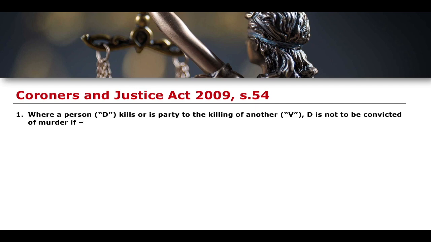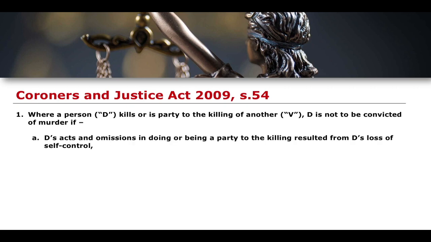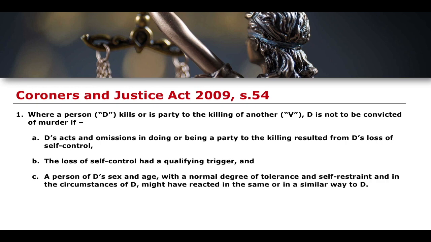Where a person, D, i.e. a defendant, kills or is party to the killing of another, a victim, the defendant is not to be convicted of murder if: A, the defendant's acts or omissions in doing or being party to the killing result from the defendant's loss of self-control; B, the loss of self-control had a qualifying trigger; and C, a person of defendant's sex and age with a normal degree of tolerance and self-restraint, and in the circumstances of the defendant, might have reacted in the same or a similar way.